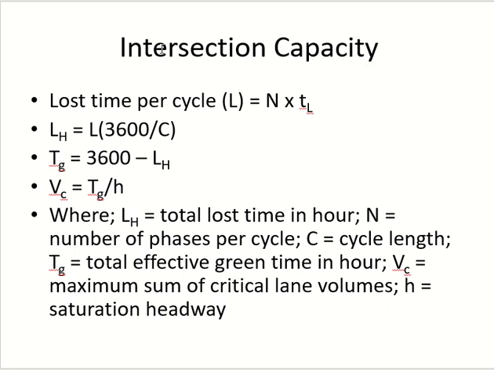All lights on one intersection. Okay, the total time for them is C. And the total loss time for them is L. And in 1 hour, you will have LH. Clear?